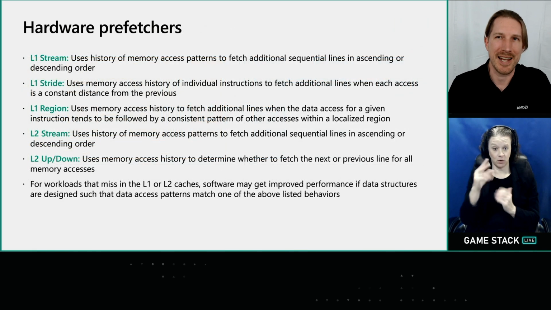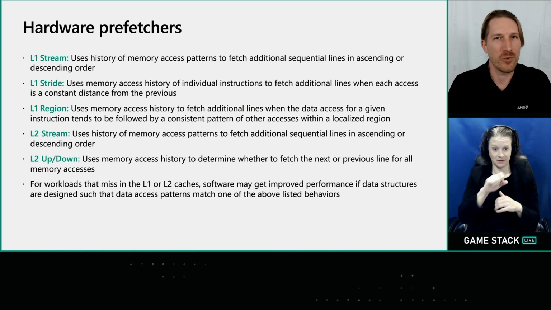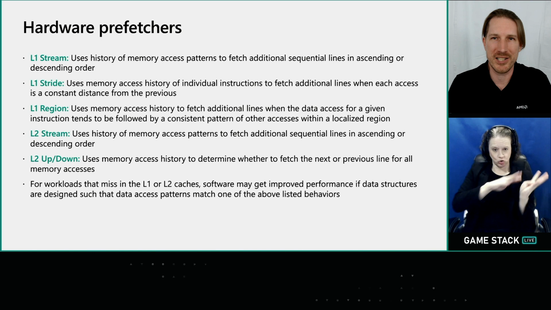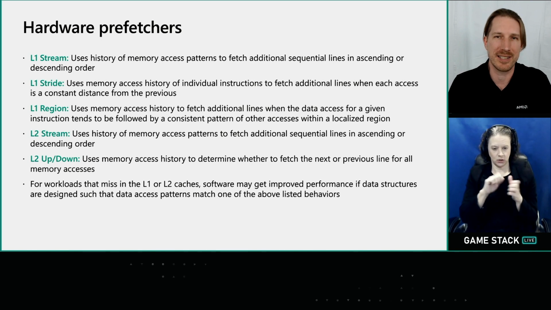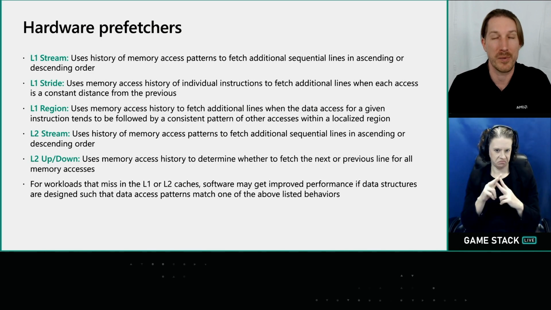Zen 3 documentation added hardware prefetcher descriptions. Yay! For workloads that miss in the L1 or L2 caches, software may get improved performance if data structures are designed such that the data access patterns match one of these listed behaviors. The stream and stride prefetchers are most noteworthy in my opinion. Stream prefetchers may fetch additional sequential cache lines in ascending or descending order. Stride prefetchers may fetch additional cache lines when each access is a constant distance from the previous.